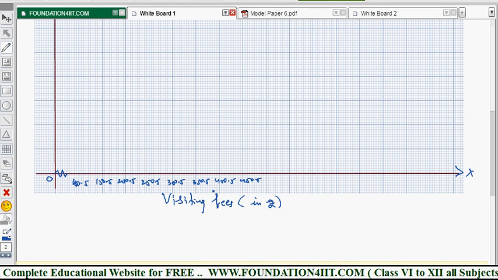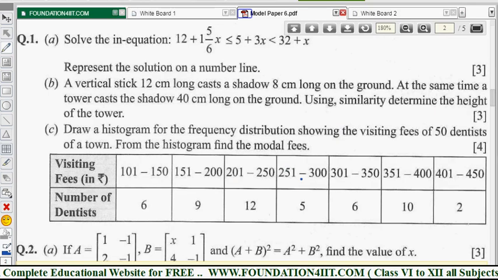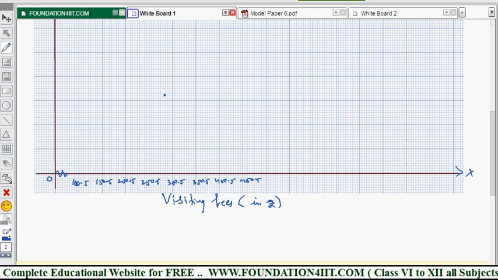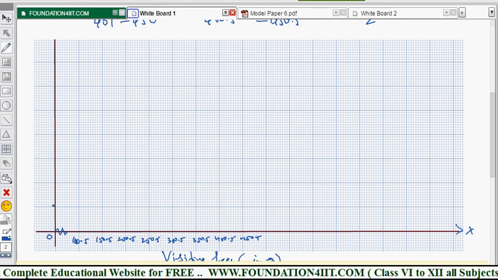Again, the number of dentists. If you observe, the highest is 12. So let's take one point. Not sufficient, you can take 2. So this is 2, 4, 6, 8, 10, 12, 14. You must mention the scale also. That means on the y-axis 1 centimeter is 2 units and on the x-axis 1 centimeter is 50 units, so 50 rupees. That's it. Now we should make the histogram.